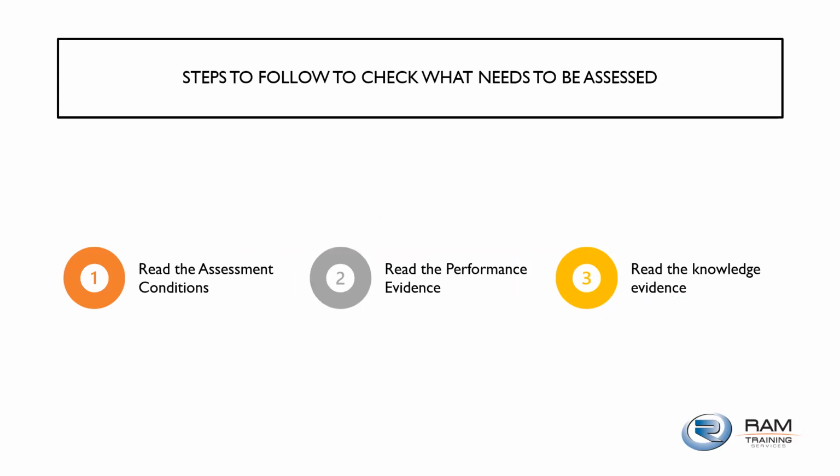So the first thing you want to do, steps to follow to check out what needs to be assessed. First thing you want to read is the assessment conditions. Those are going to tell us what equipment is going to be required. They're going to tell us what qualifications the assessor must have.